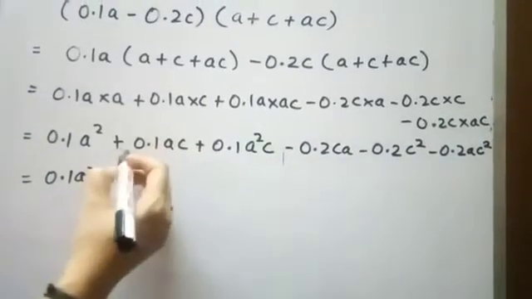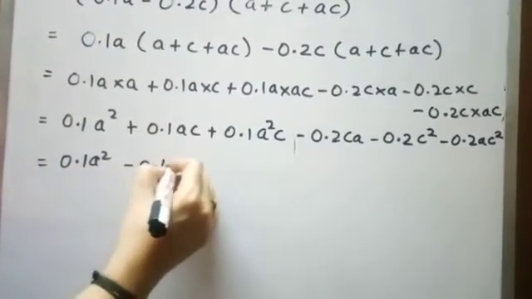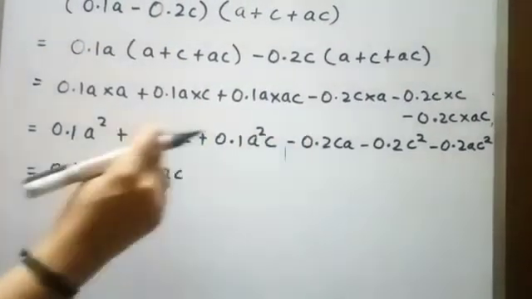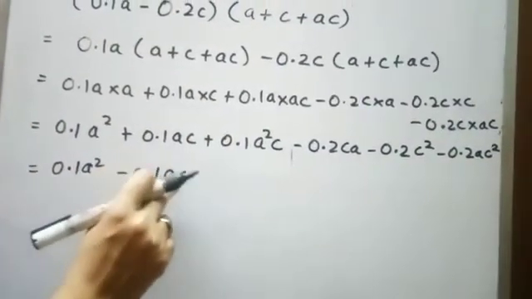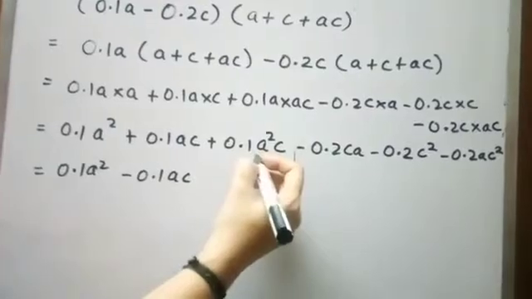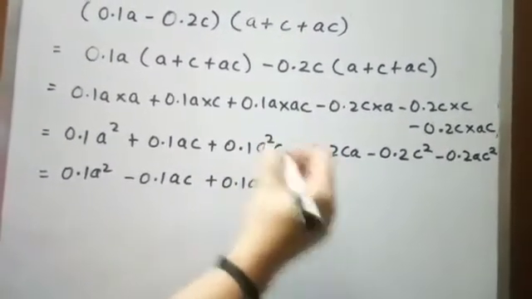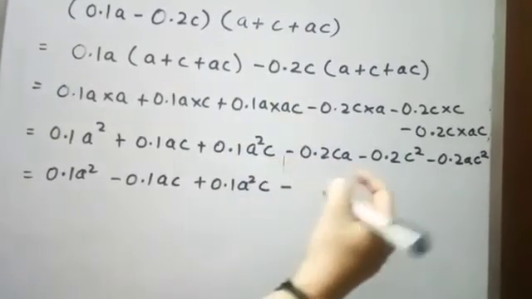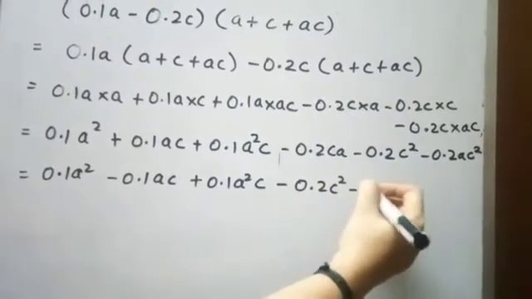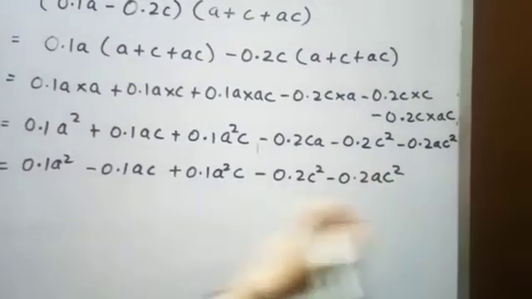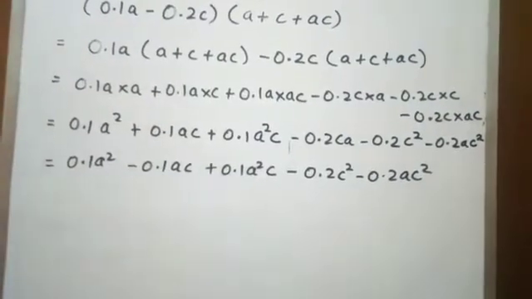Just look out for their constant part. 0.2 minus 0.2 plus 0.1, so we will do subtraction, that will come minus 0.1 ac. Now a squared c, 0.1 a squared c, minus 0.2 c squared and minus 0.2 ac squared. So this is your answer. There is no other like term, so this is your answer.